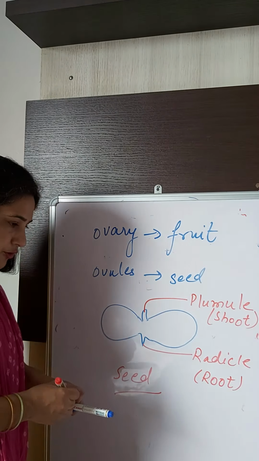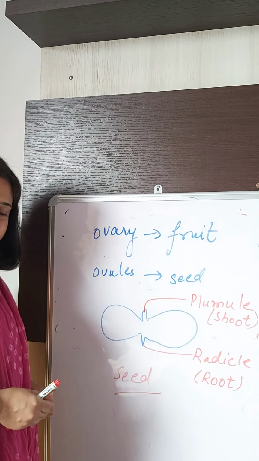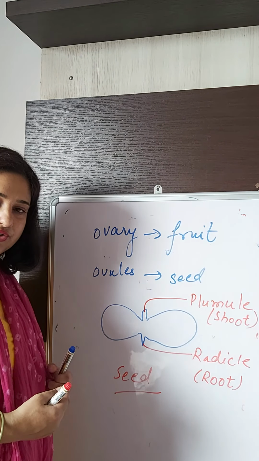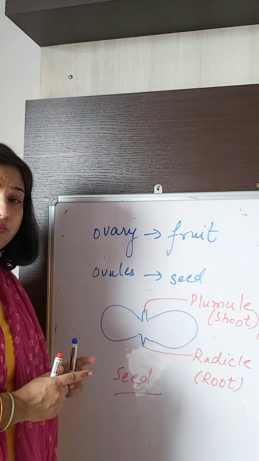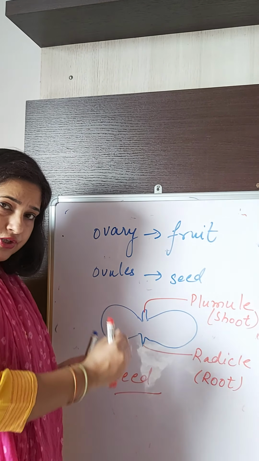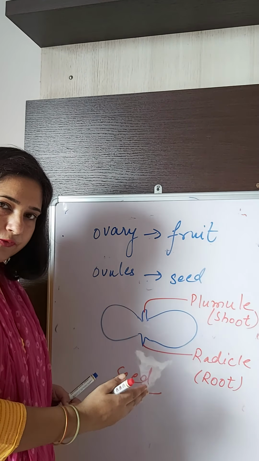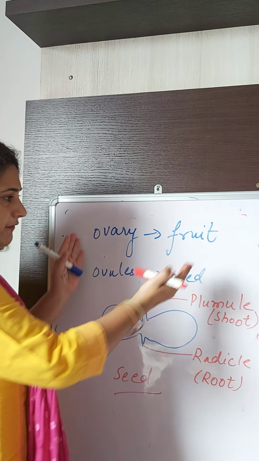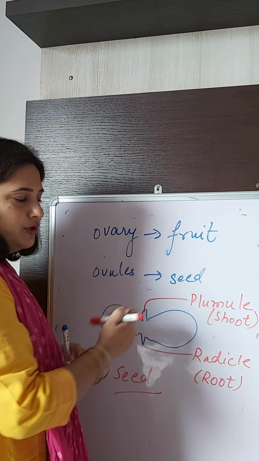So I hope this is clear to you that after fertilization, triple fusion, double fertilization, the diagram is again very important for you. Fusion occurs, zygote is formed, develops into embryo, ovary develops into fruit, ovules develop into seed.